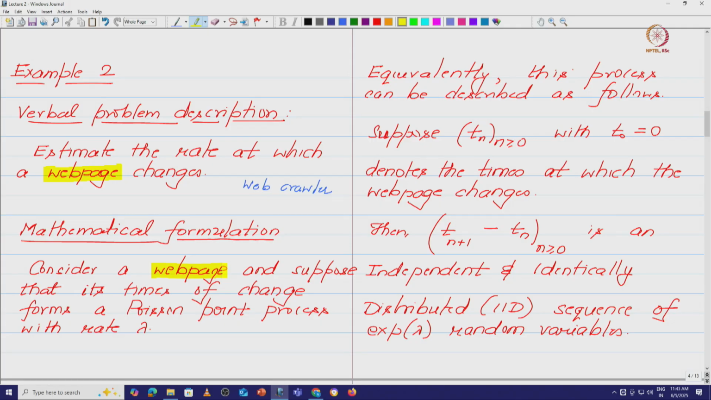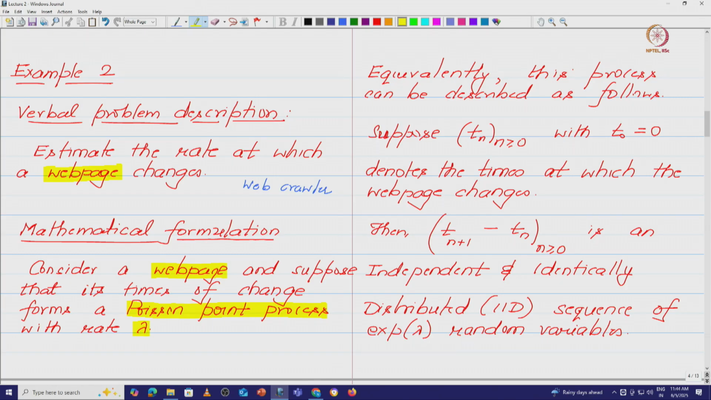and we will presume that the times at which this web page changes form what is called a Poisson point process with rate lambda. Okay, I will describe to you what a Poisson point process is. You can see that the times at which the web page changes is some stochastic process, and one of the simplest stochastic processes is what is called a Poisson point process, and this Poisson point process is completely characterized by this single scalar variable lambda.